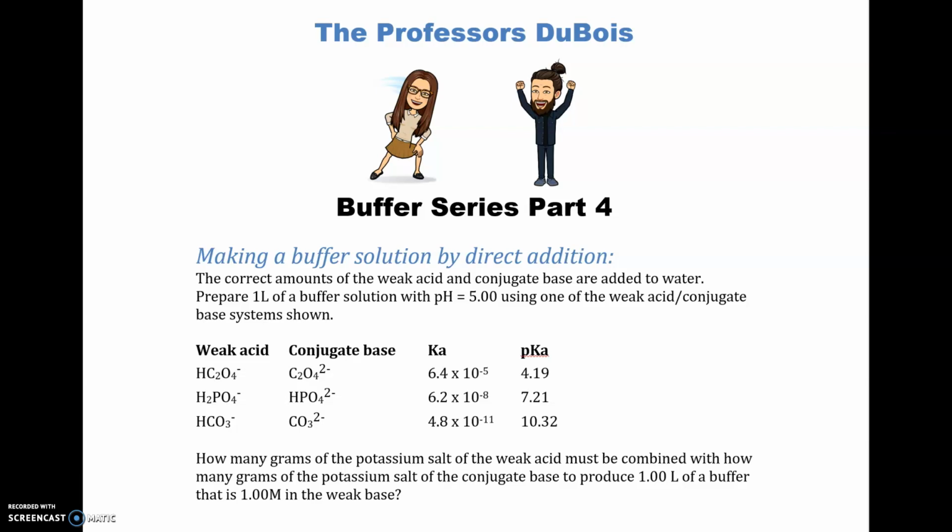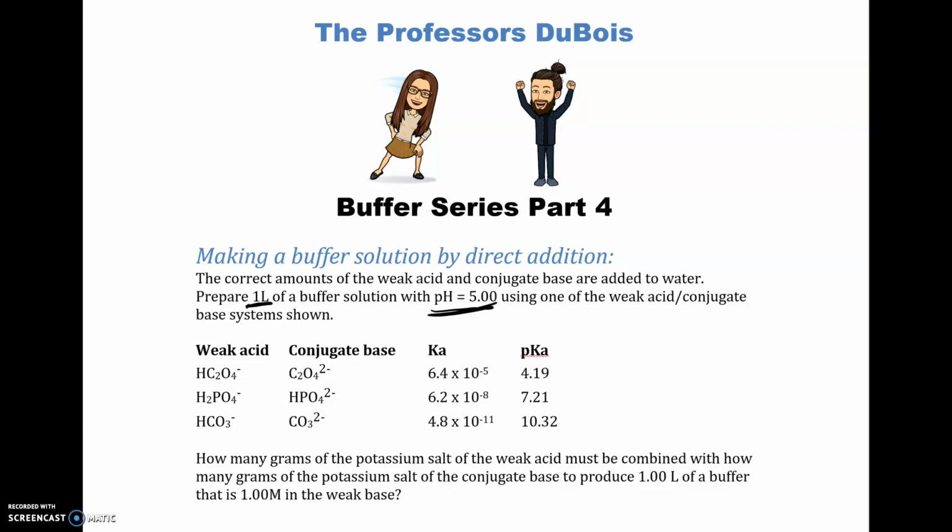Why don't you just briefly describe what direct addition even means? Yeah, direct addition means that we are going to physically add an amount of our weak acid with an actual amount of our conjugate base. So maybe there'll be volumes and we have to measure out a volume. Maybe there'll be masses and we can just measure out the mass of the amount that we need.